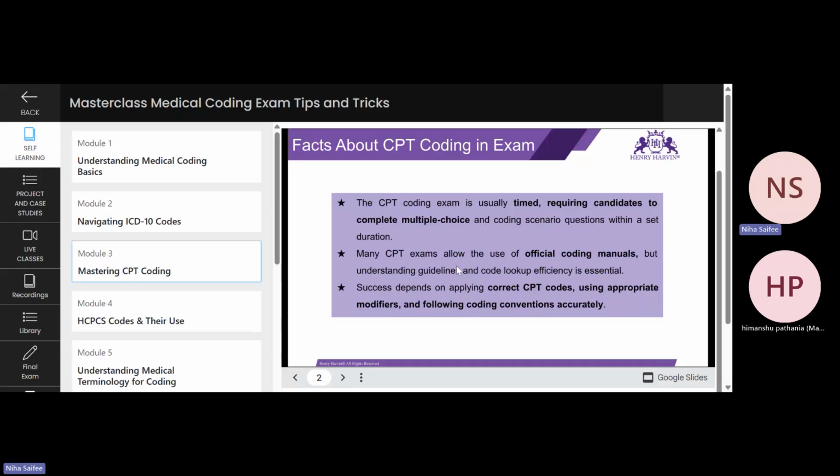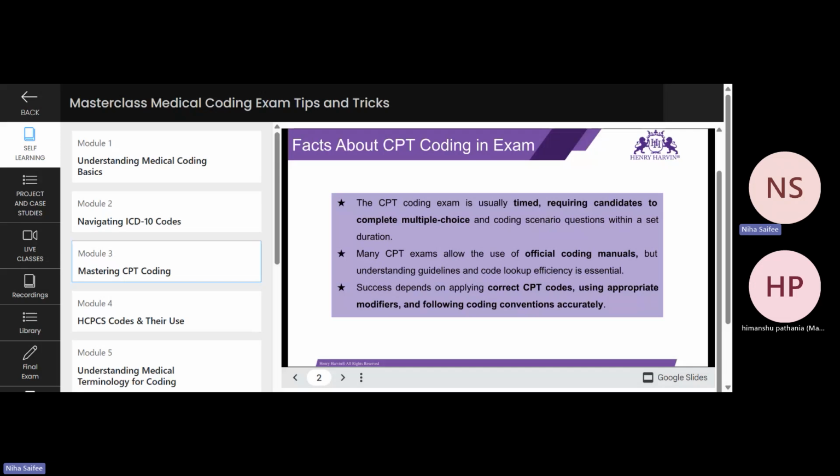Many CPT exams allow the use of official coding manuals, but understanding guidelines and code lookup efficiency is essential. Now there are thousands of codes. It's not humanly possible to memorize all of it. So we have manuals of ICD, CPT, and HCPCS codes also. It's a very thick manual. It's not humanly possible to memorize each code. But the codes are there in certain chapters. So how do you look up those codes?